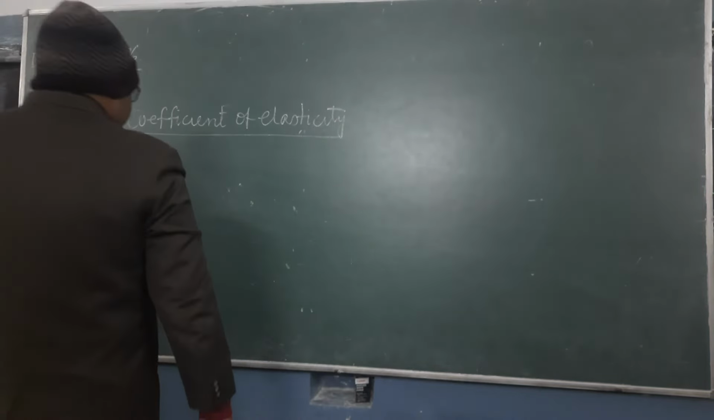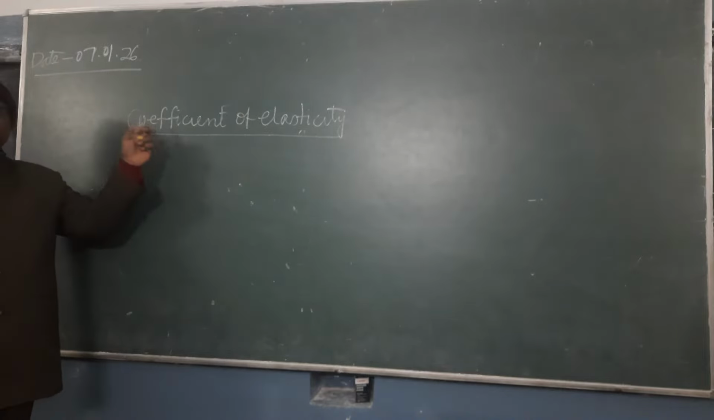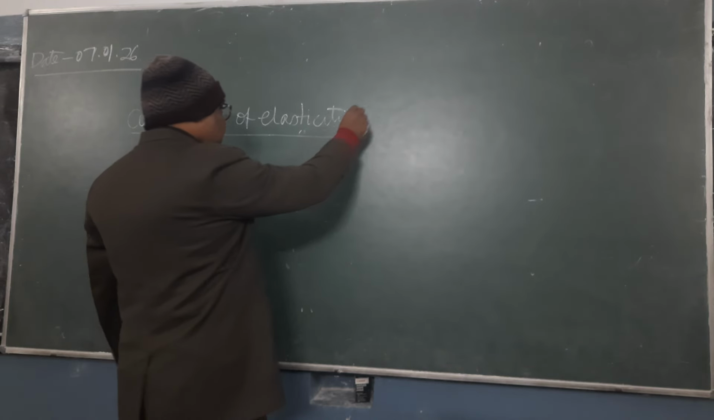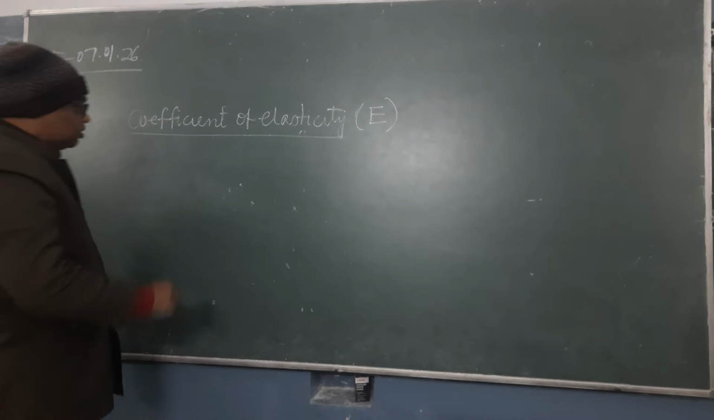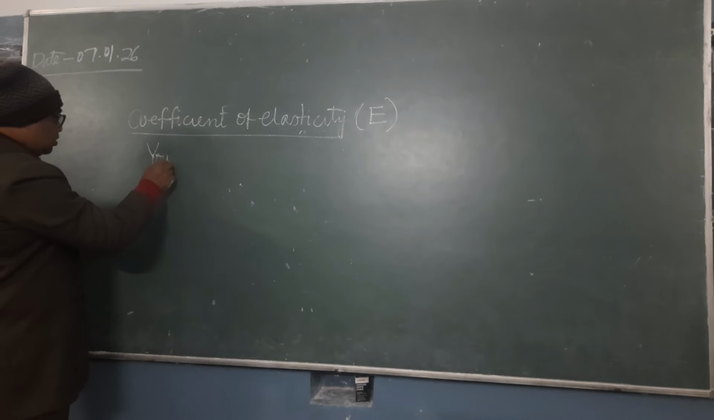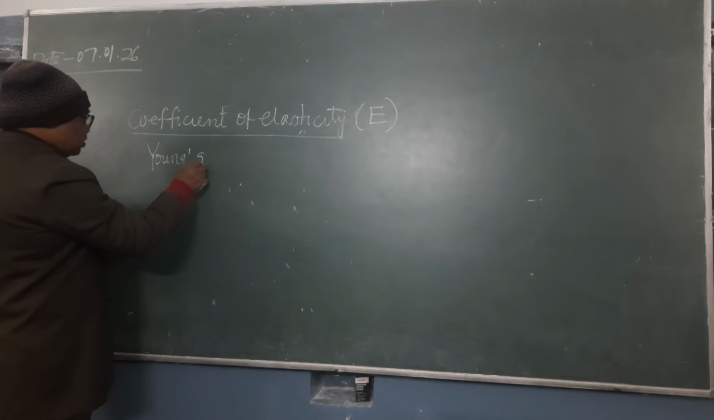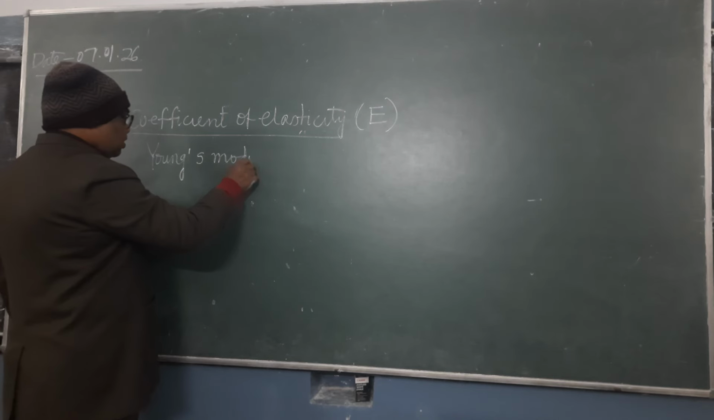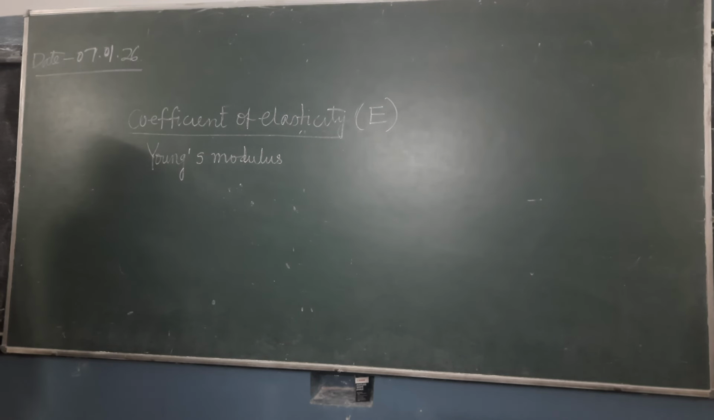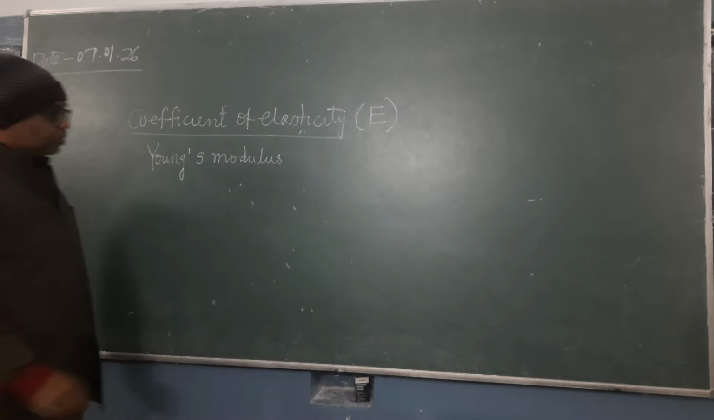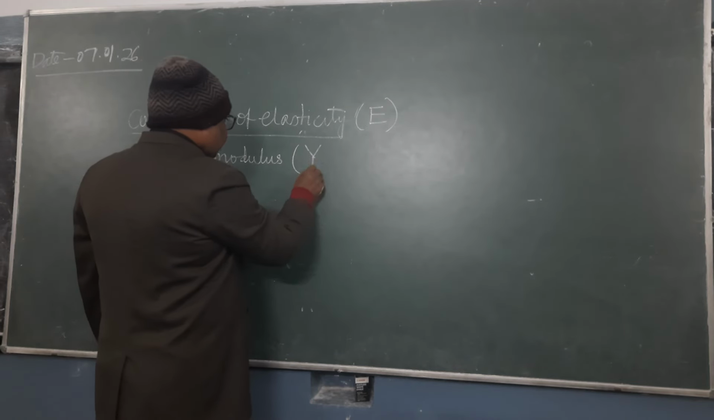Now, depending upon the type of deformation, there are three types of coefficient of elasticity in your course. One is Young's modulus. This was given by Thomas Young, therefore it is known as Young's modulus. What is the meaning of modulus? It is the coefficient. Young's modulus is denoted by capital Y.